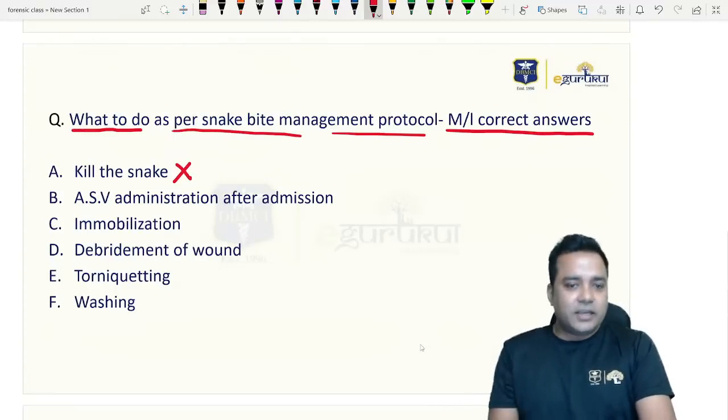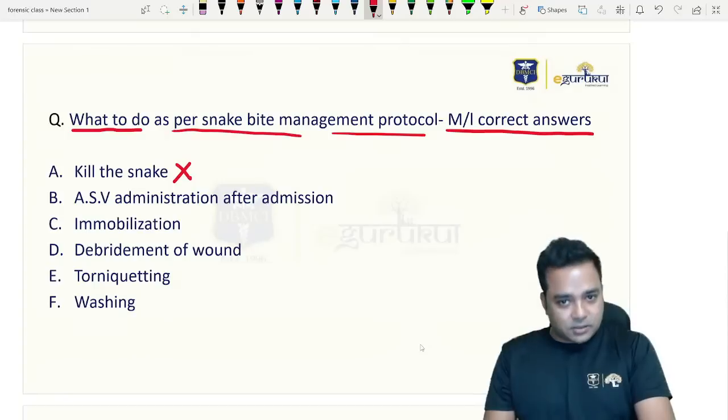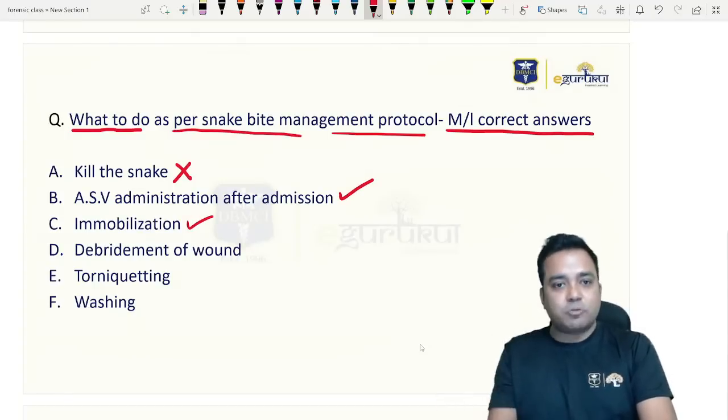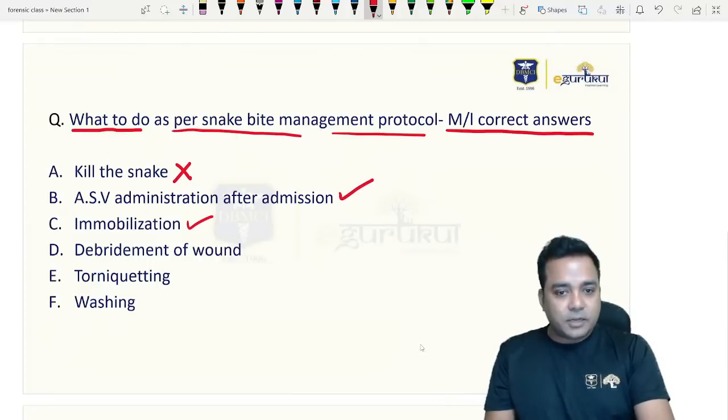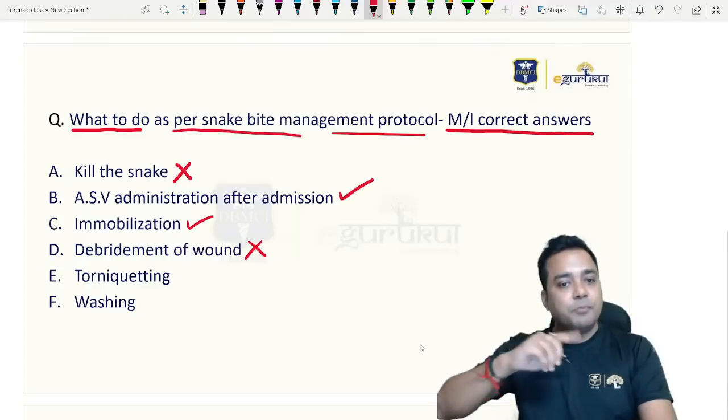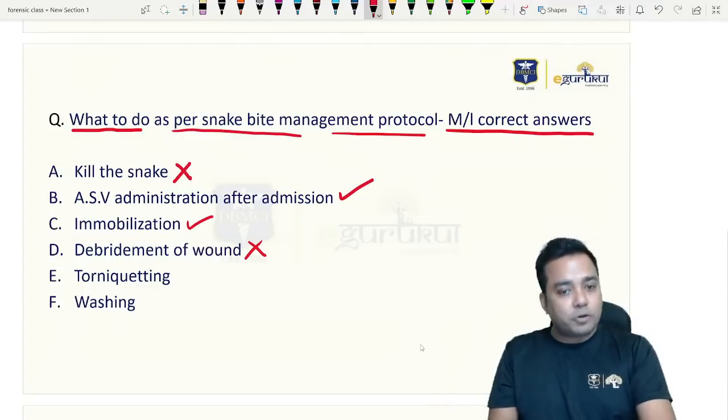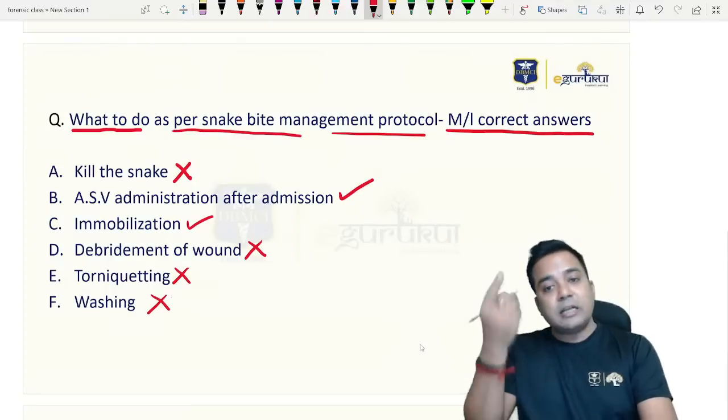Never make an attempt to kill the snake. Leave it. ASV administration after admission. Yes, this has to be done. Immobilization as if the limb has fractured. This has to be done to prevent venom spread. Debridement must never be done. Never do anything which will move the bitten limb, like debridement. Tourniqueting is not to be done as per the guidelines. Washing is not to be done.